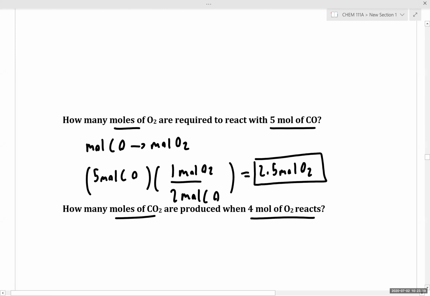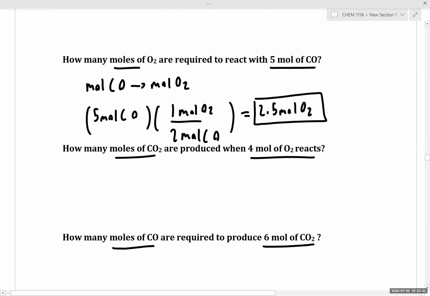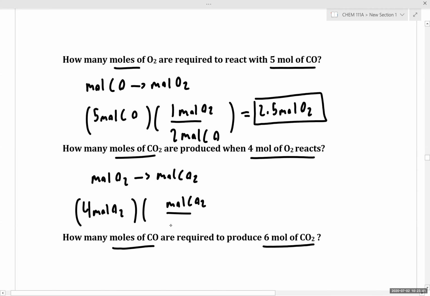Okay, let's look at this next example. How many moles of carbon dioxide are produced when 4 moles of oxygen react? So we're going from moles of oxygen to moles of carbon dioxide. Okay, so starting off with 4 moles of oxygen, now let's ask the question, how many moles of carbon dioxide are produced per mole of oxygen?